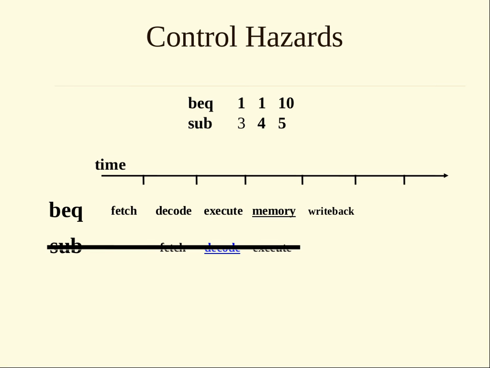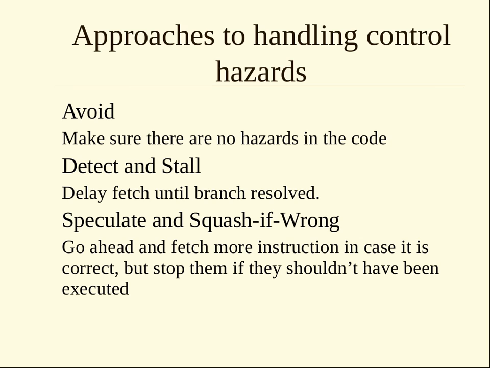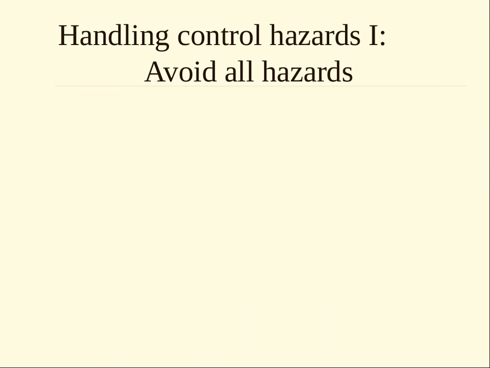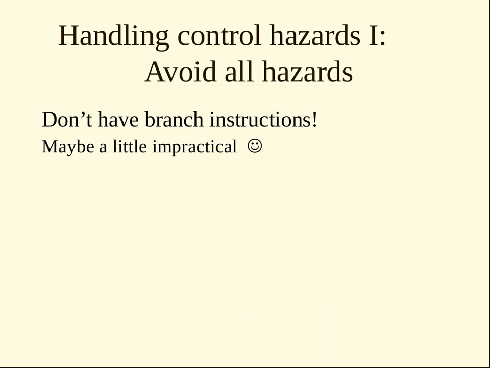So let's go ahead and first do avoid, detect and stall, speculate, and squash if wrong is the technical term. Speculate and squash. Right. So avoid, make sure there's no hazards in the code. All right. Detect and stall. Delay fetch until the branch is resolved. Okay. Speculate and squash if wrong. Go ahead and fetch more instructions in case it is correct, but stop them if they shouldn't have been executed. So avoid all hazards. Don't have branch instructions.